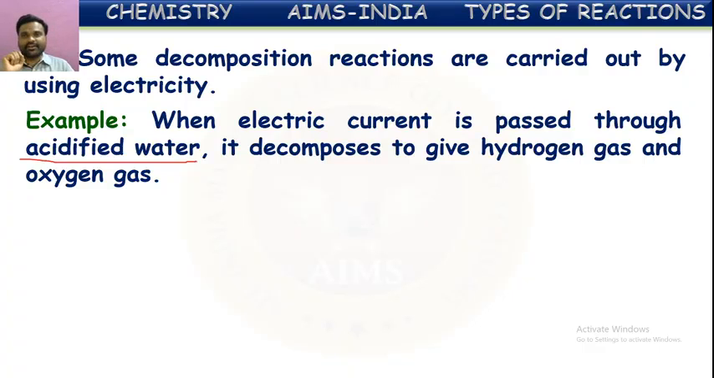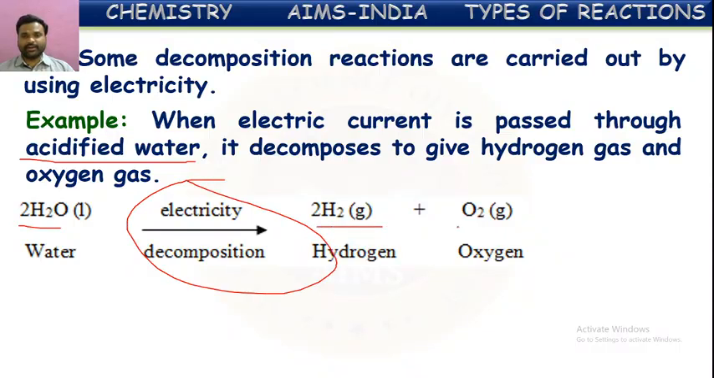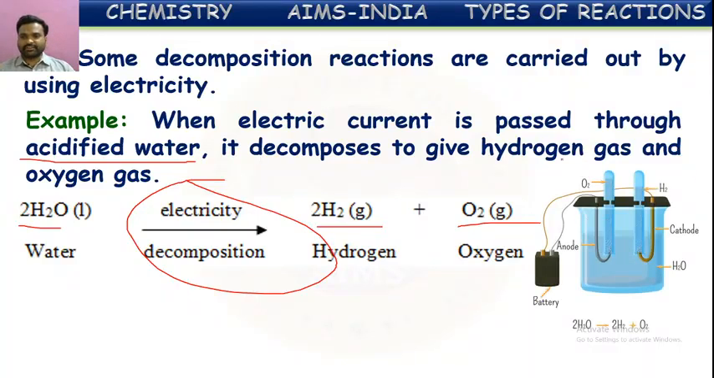Why is that acid added? To make water a good conductor of heat and electricity. So if electricity is passed through this acidified water, then the water will be decomposed into respective elements, hydrogen and oxygen. It is also called electrolysis, and it is undergoing decomposition here. So we can say, in equation form, when water undergoes electrical decomposition, it forms hydrogen and oxygen, two separate elements. This is called decomposition. So this equipment will be like this.